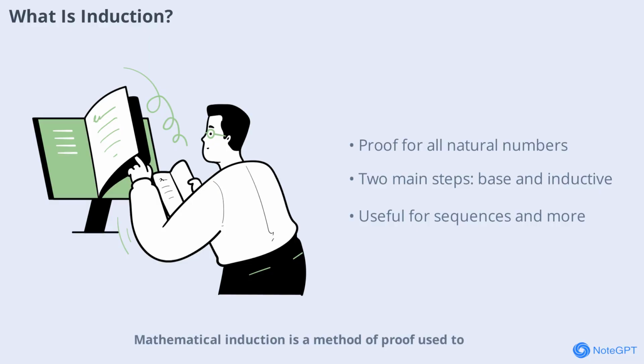Mathematical induction is a method of proof used to establish that a statement holds for all natural numbers. It's like climbing an infinite staircase. If you can step onto the first stair and you can always move from one stair to the next, you can reach any stair you want. Induction is especially useful for sequences, inequalities, and divisibility problems. The process involves two main steps, the base case and the inductive step. Let's break down each part and see how they work together to build a solid proof.